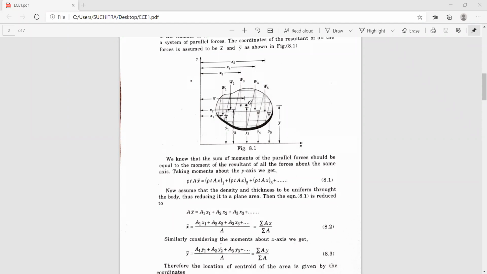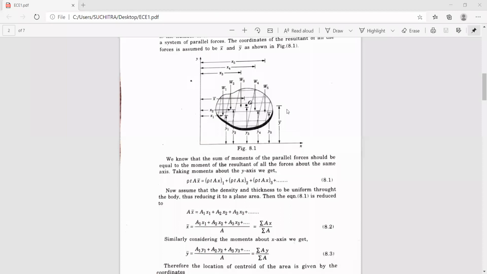Similarly, considering the moment of all these forces, now we can take the moment of all the forces with respect to the x-axis. Then it becomes A y bar, which is equal to A1 y1 plus A2 y2 plus A3 y3 plus ... An yn. Hence y bar is A1 y1 plus A2 y2 plus A3 y3 divided by A, or you can also write it as sigma A y divided by sigma A. So these are nothing but the coordinate distances with respect to the y-axis and with respect to the x-axis.